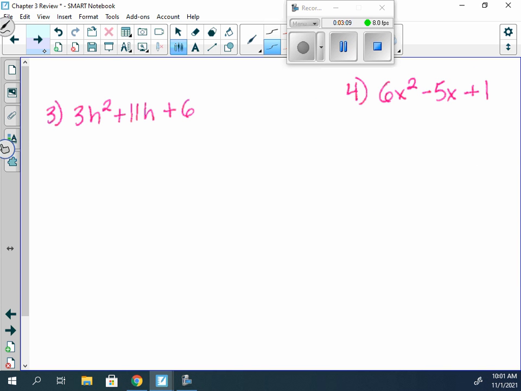Moving on from there, we can look at number 3, 3h squared plus 11h plus 6. We're wanting to factor this here. So the first thing we do look for is the greatest common factor. So I'll have 2 sets of parentheses with 3 spaces. The next thing we look for is the sign. So we look at the sign of the third term. Since this one is positive, the signs are the same, and they match the sign of the middle term, which is positive, so they're both going to be positive.